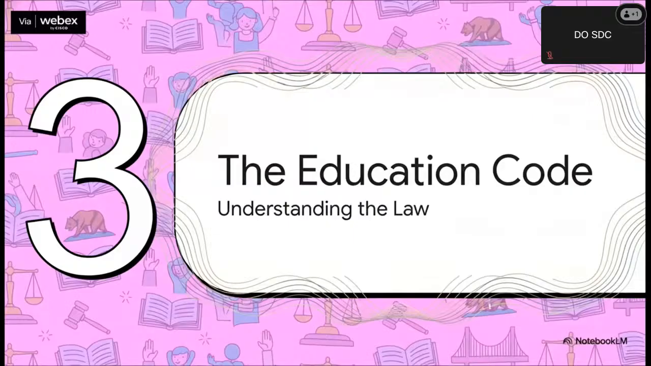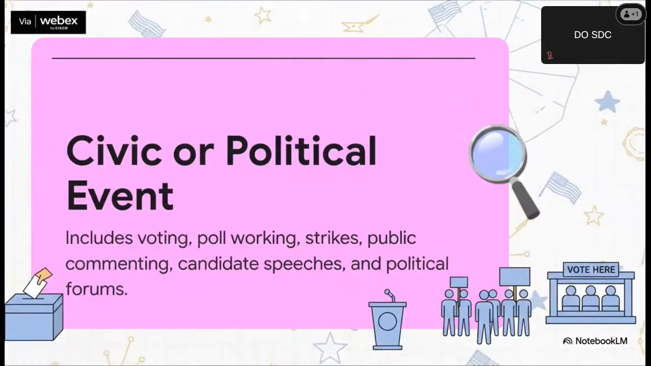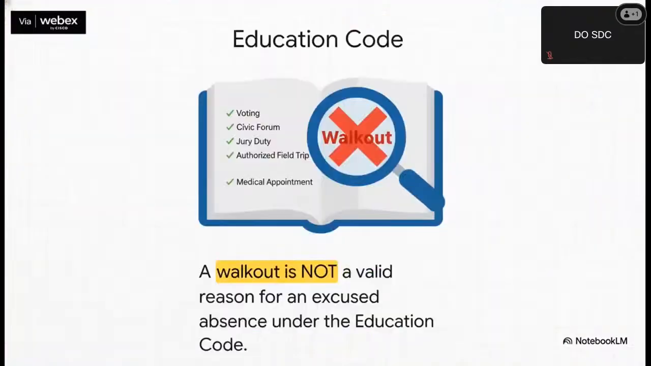So, the state law is really clear on this. It allows for just one excused absence per school year for a student to participate in a specific kind of event. Only one. And here is where the details really matter. The law has a very specific definition for what counts as a civic or political event. And if you look at the examples, voting, working at polls, going to a political forum, you can see they're all pretty distinct, structured activities. And this is the legal core of the entire policy. A walkout or a protest is simply not on that list of valid reasons in the Education Code. Because of that, the school legally cannot mark it as an excused absence.